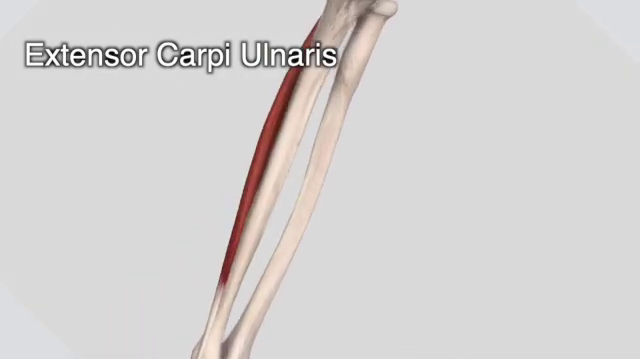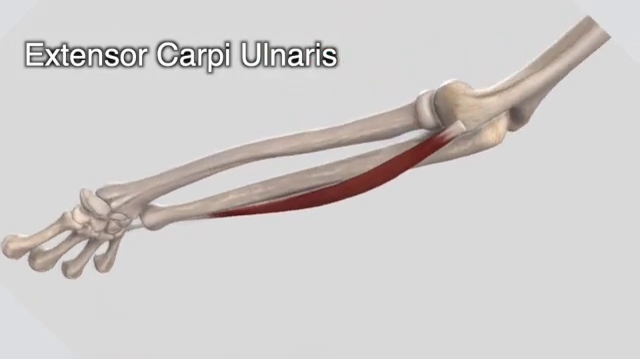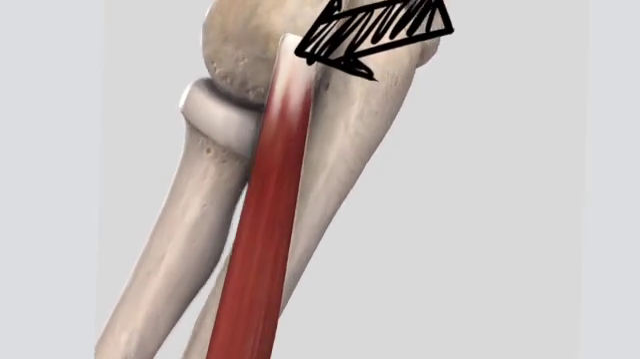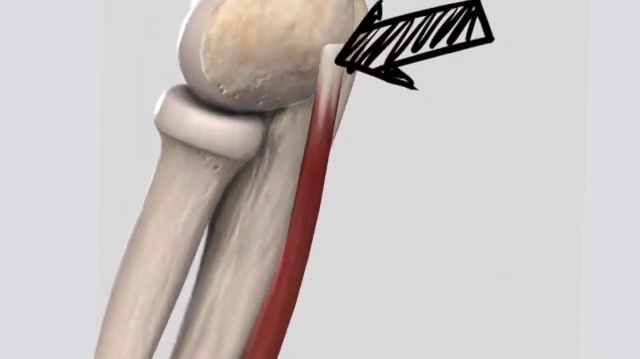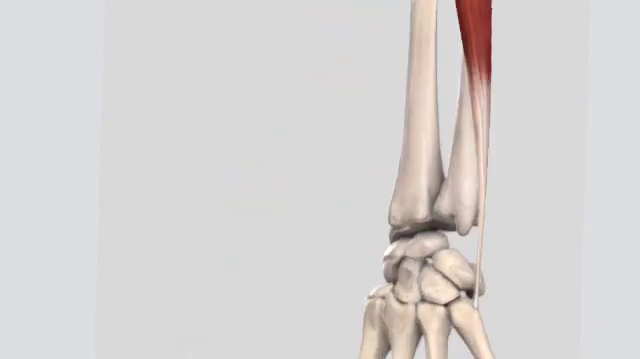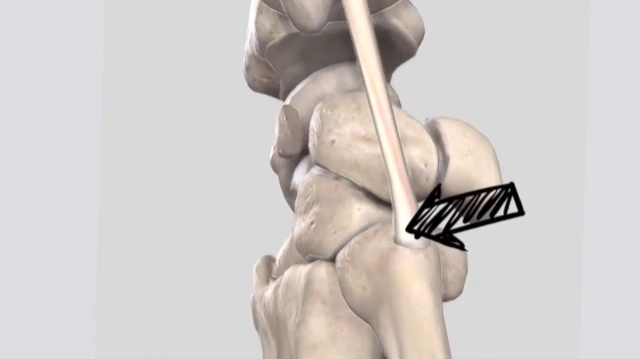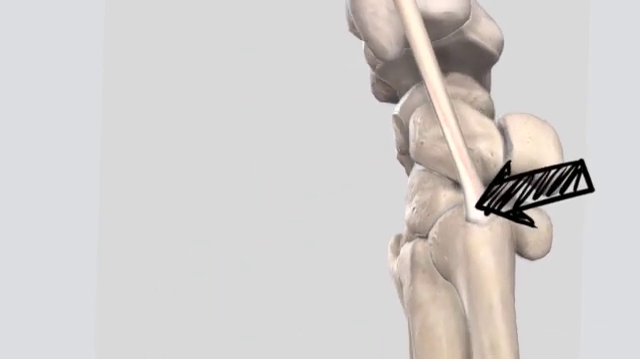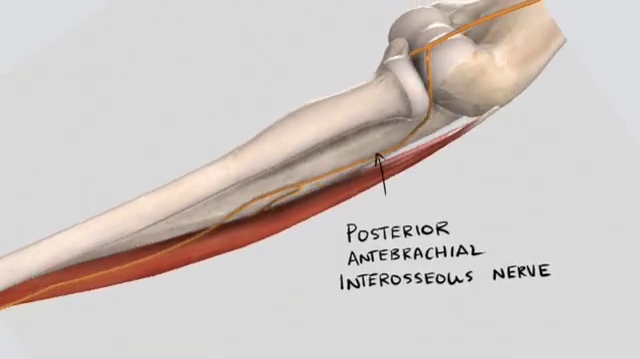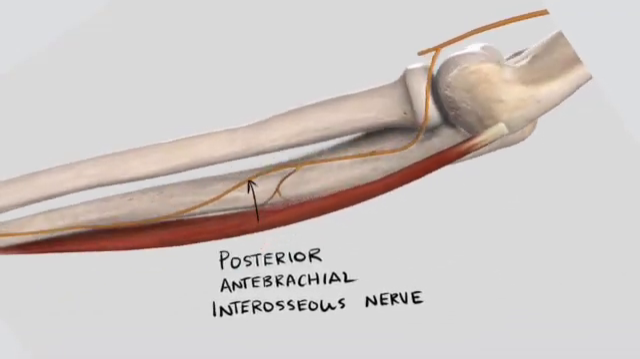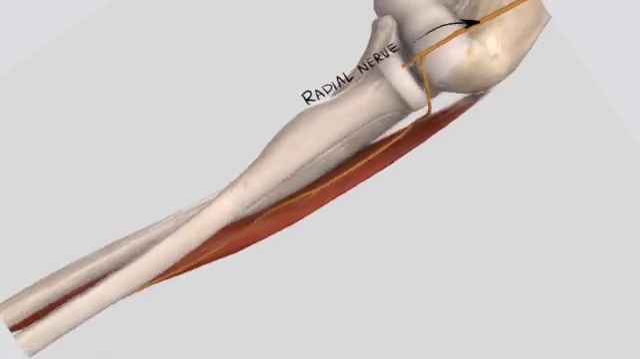Extensor carpi ulnaris. The point of origin is at the lateral epicondyle of the humerus via the common extensor tendon and the posterior border of the ulna. It inserts on the medial aspect of the base of the fifth metacarpal bone. The ECU is innervated by the posterior antebrachial interosseous nerve, C7 to C8.